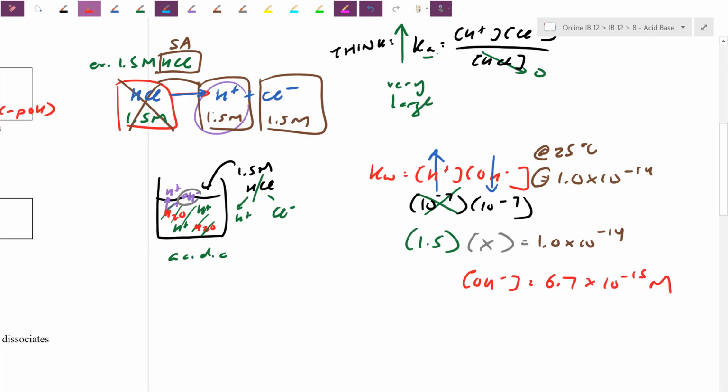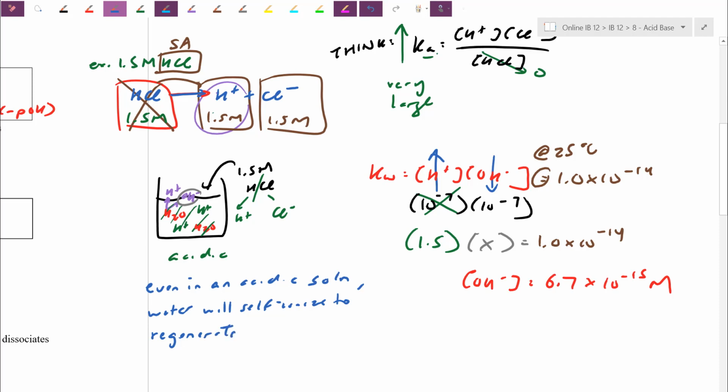So while, yes, water has the ability, let's write this down in words, even in an acidic solution, like this 1.5 molar HCl, water will self-ionize, right? Water doesn't need the acid. Water will self-ionize to regenerate or recreate. If we had lost all the OH minus, I don't see any OH minus, water itself will replenish that amount, will regenerate OH minus, so that the H plus, whatever it is, 1.5 in this case here, times OH minus still equals the Kw at the given temperature.